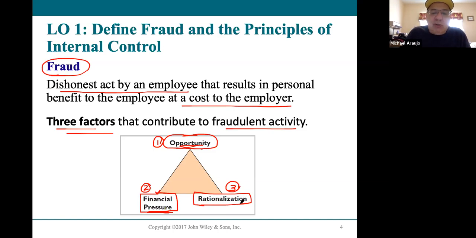The same thing is true if you rationalize, oh, I'll take this stuff because I've worked twice as hard. I should have got that promotion and they didn't give it to me, so I deserve this. That's rationalization, right? Because you're convincing yourself that it's okay to do something that you know is not okay. Okay. So when these three factors come into being, you're ripe for fraudulent activity. In other words, people will commit fraud.